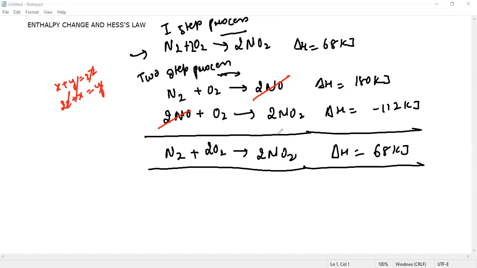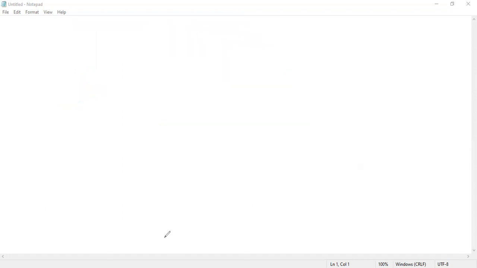So we just showed you with this example. I'm just going to clear all the drawings here, and then I will go ahead and write Hess's law.